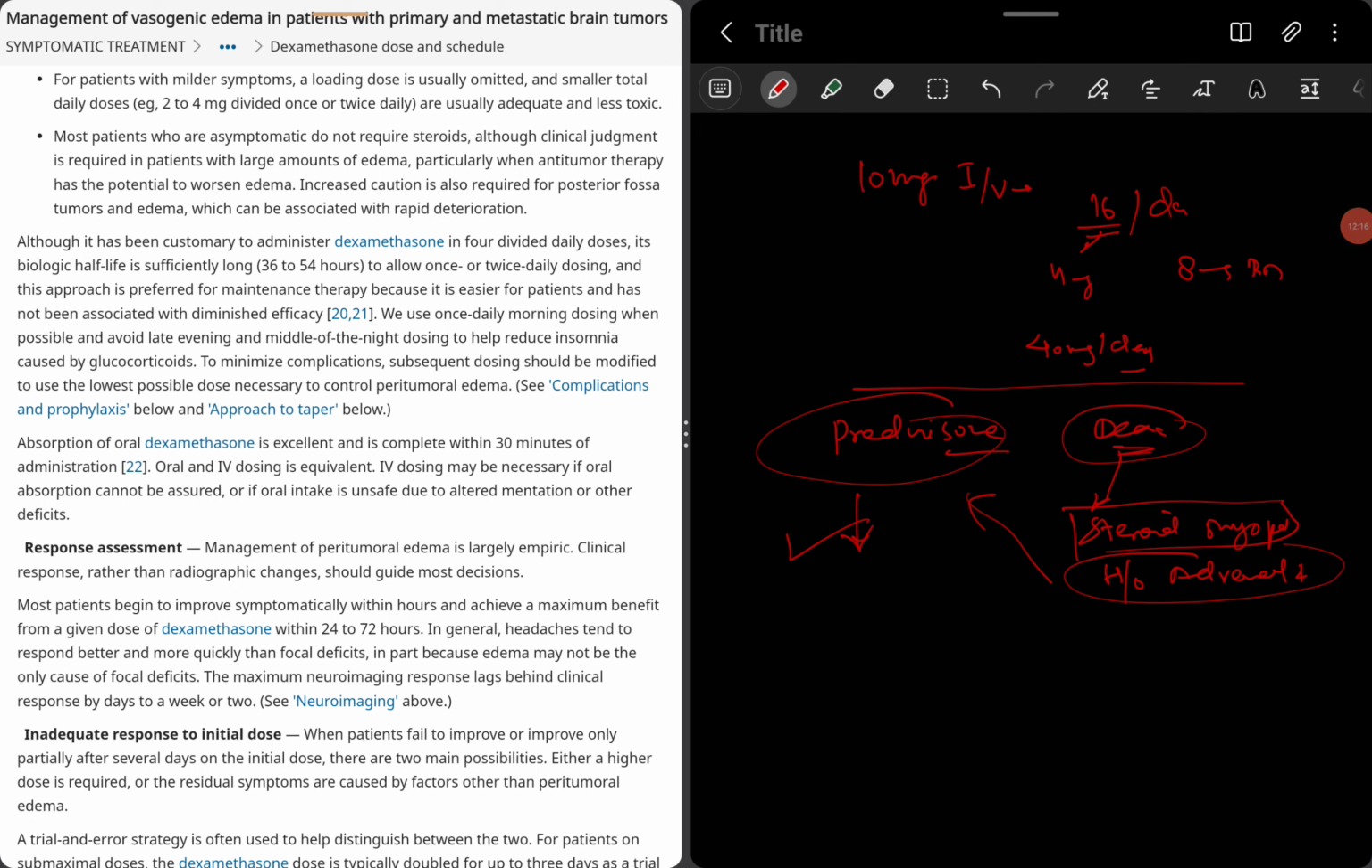We know that most patients are asymptomatic, like who have vasogenic edema but symptoms are absent. So vasogenic edema is present but it's mild, it's not giving symptoms to the patient. Then in such cases you can omit using steroids, but you have to be cautious when you initiate anti-tumor therapy that has the potential to worsen this edema. In that case you have to initiate rapidly. Also, in case of posterior fossa tumors, which can be associated with rapid deterioration, you have to be cautious about initiation of steroids there.